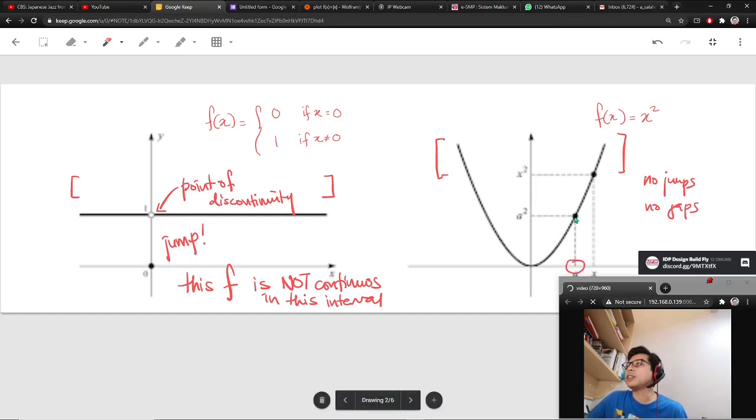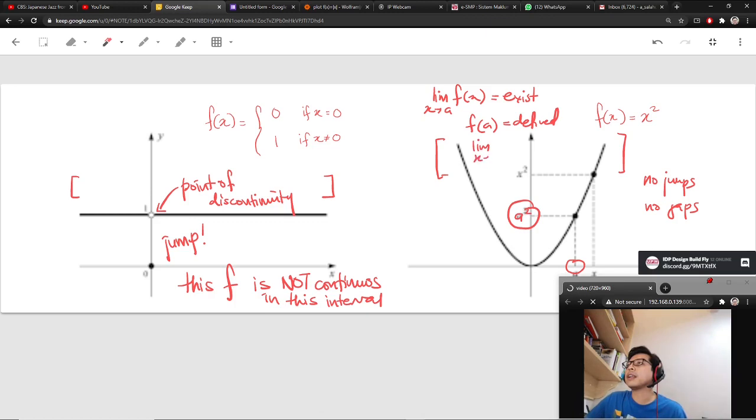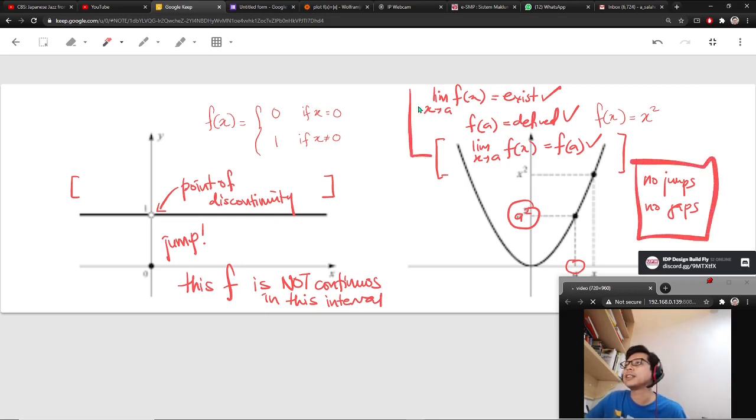Okay, and then we see at A, the limit when x approaches A exists. F of A is defined here, A squared. It's defined, and the limit of the function as x approaches A is f of A. So it satisfies this, and it also satisfies our visual inspection here. It also satisfies our formal definition of continuity just now.